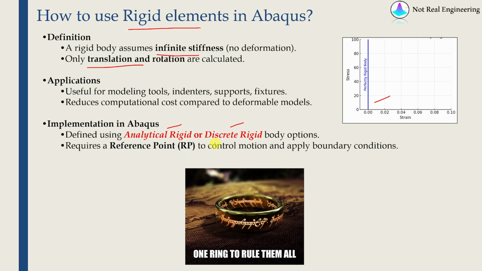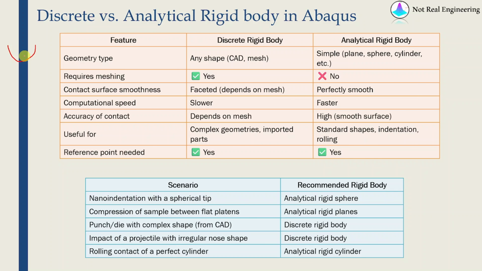But in both cases, we always need something called a reference point to apply boundary conditions and to control the motion of that rigid body. Now back to analytical and discrete rigid. Let's say you have some shape which you want to model as a rigid body. If this shape is standard enough, like a circle or cylinder or a sphere, then you can define that as an analytical rigid body. Basically, something you can define with an analytical formula is your analytical rigid body. But if the shape is too complex, and you can't define it using simple analytical equations, then you have to define it as a discrete rigid body. And when you define a discrete rigid body, you have to mesh it.